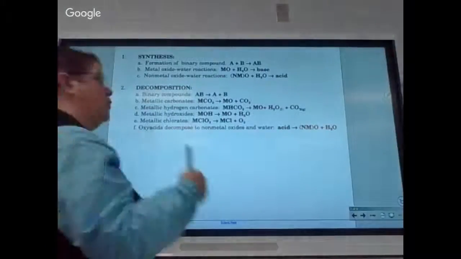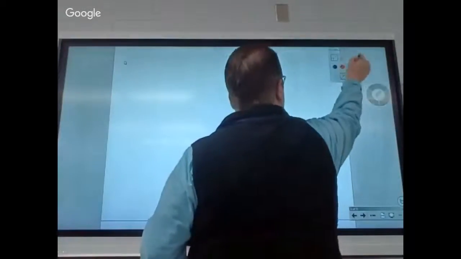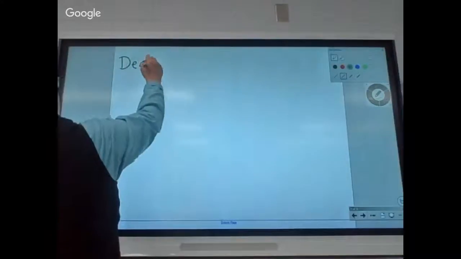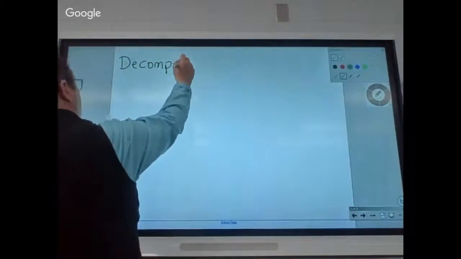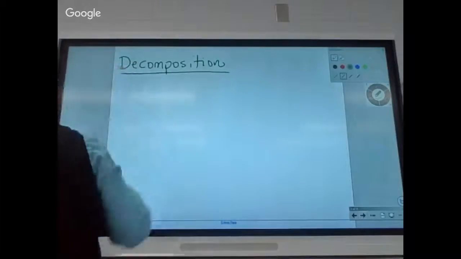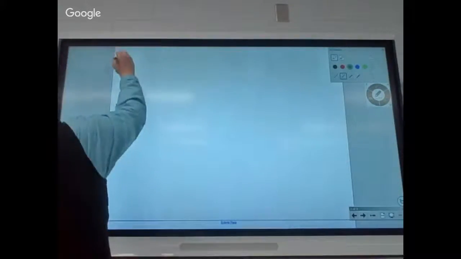So we're going to start with decomposition. All right, so what is the title of the whole thing? I just said we're going to start with decomposition. So what's your title of the whole thing? Reactions. It's not 5 types, it's just 2.